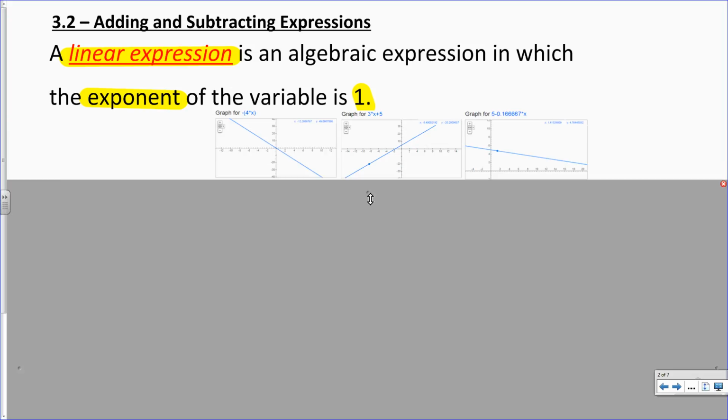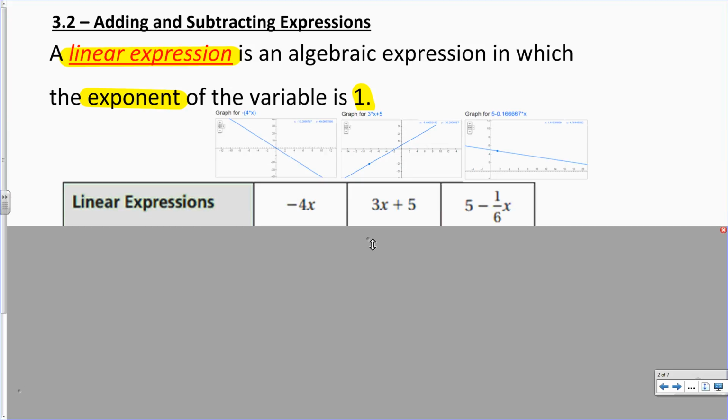So here are some examples, and these are in your notes, of linear expressions. Notice that on each of these, the x does not have a squared or a cubed or anything of that manner on it. It's all to the first degree. And I have right above each of these a graph of it so that you can see that these are straight lines.